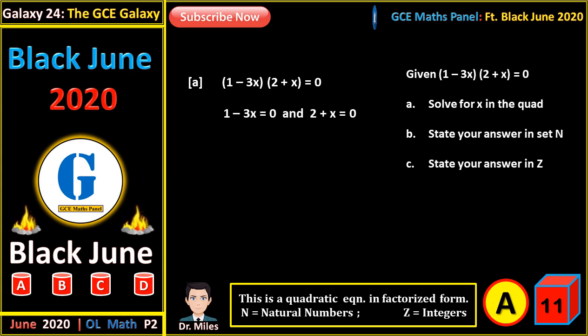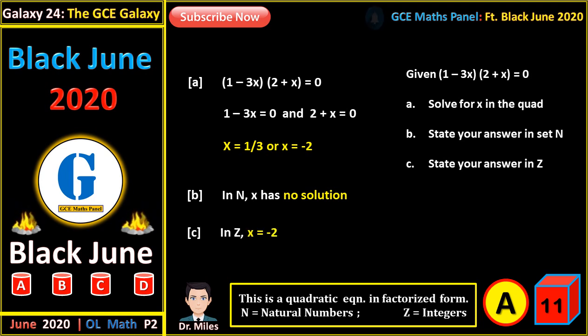So when we solve this equation by equating each factor to 0, we have x to be 1/3 or x to be equal to minus 2. In the set of natural numbers, there is no solution because 1/3 is not a natural number and minus 2 is not a natural number. In Z, we have only one answer, which is minus 2, because minus 2 is an integer.